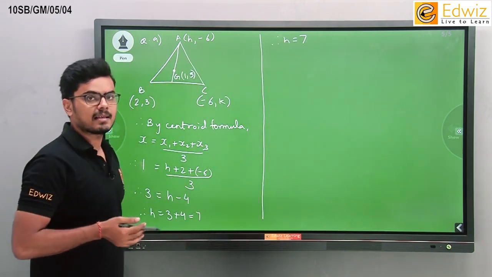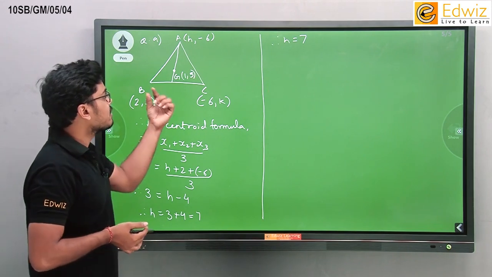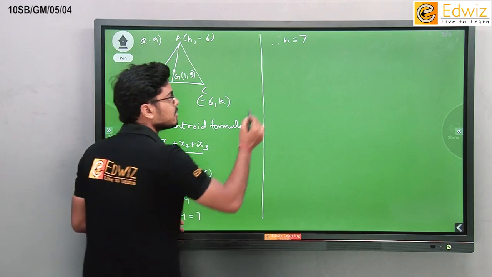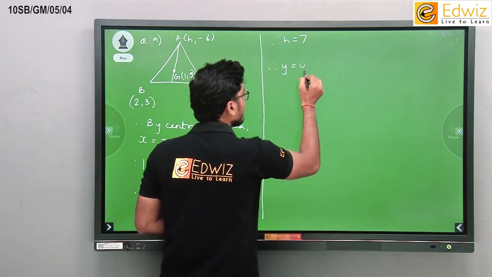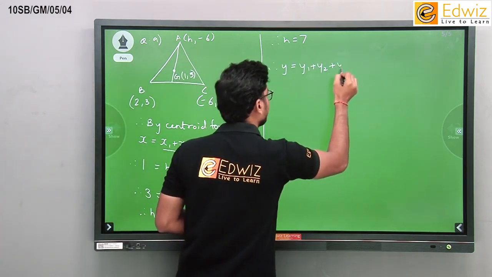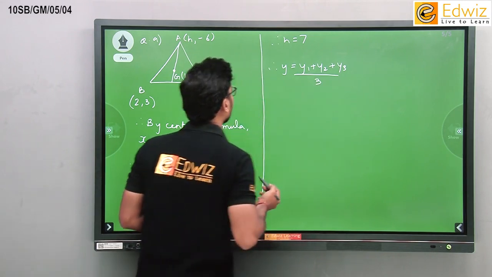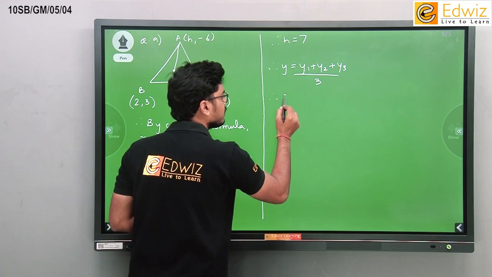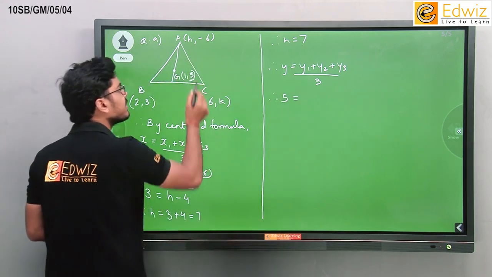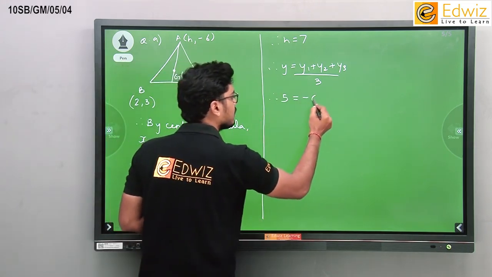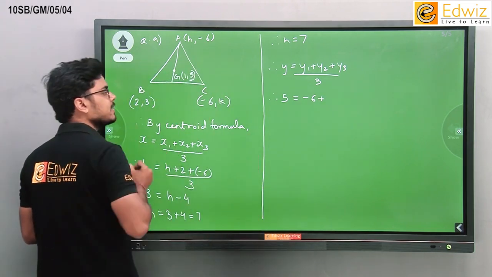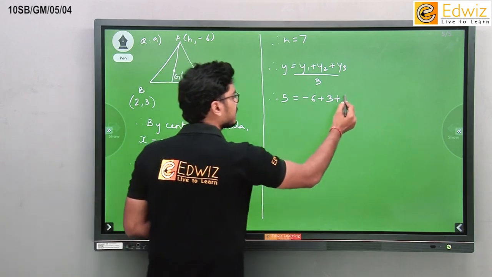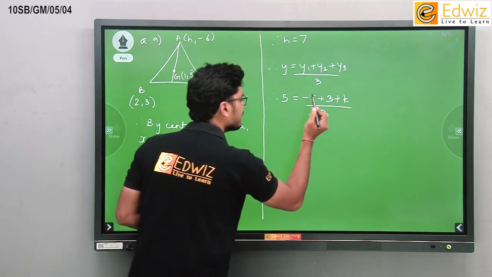Now when I apply the centroid formula for the y coordinate of the centroid, we'll get the value of k also. Correct? So y will be what? y1 plus y2 plus y3 divided by 3. But we already know the value of y, that is 5. So 5 will be equal to y1, that is minus 6, plus y2, that is 3, and y3 we don't know, it is k, divided by 3.